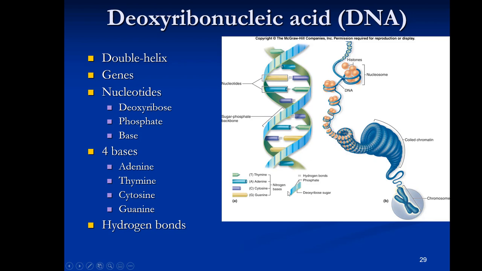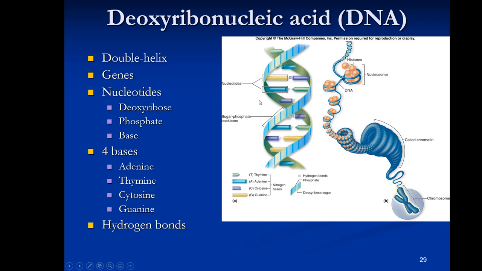So what's going to make each nucleotide different is basically which base they have, because all nucleotides are going to have this. So the four bases, adenine, thymine, cytosine, guanine, and then we get two strands, like we said, and there's a bond between those bases, and that's called a hydrogen bond. And if you've taken a chemistry class before, you probably learned that hydrogen bonds are relatively weak, which is good, because at certain times you want to separate these strands.